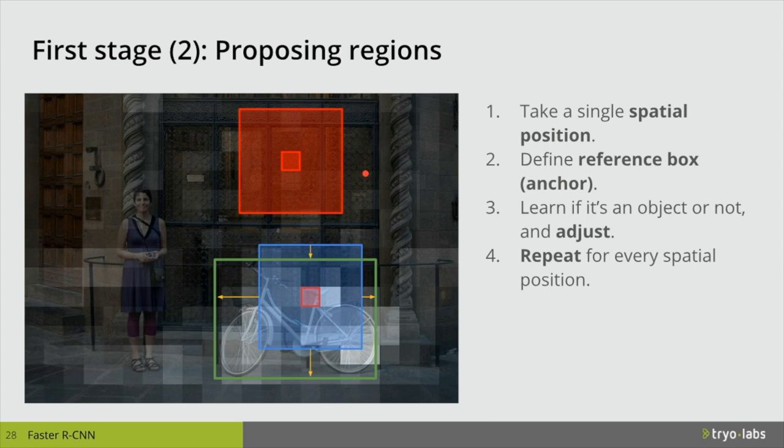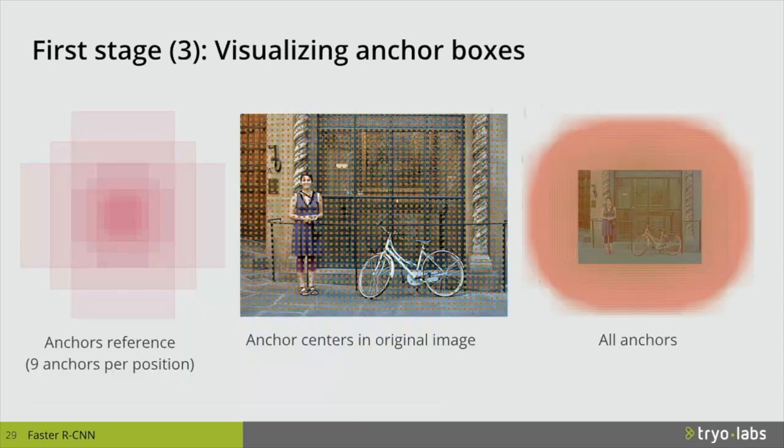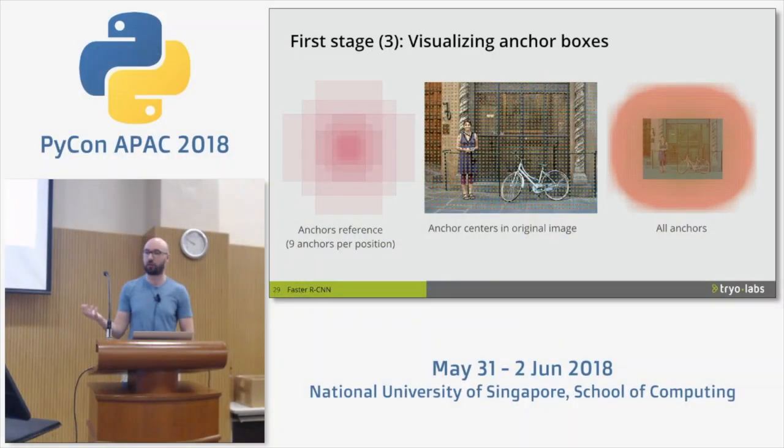And I can do this not just with a square, but I can pick many different shapes for the same position. This is exactly what the algorithm does. It's called anchors, and we define 9 anchors per position. So if we draw them all, it looks like this.